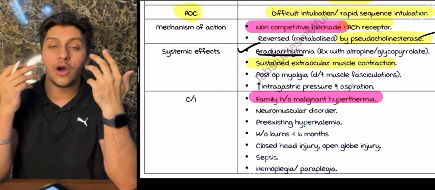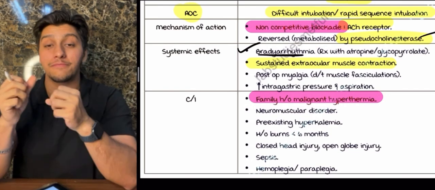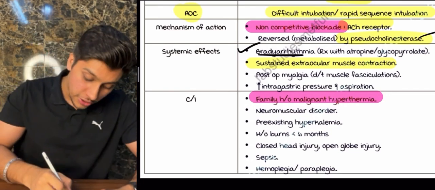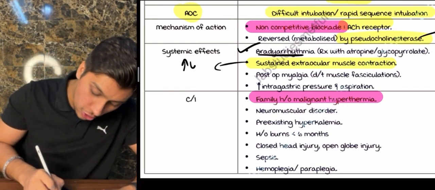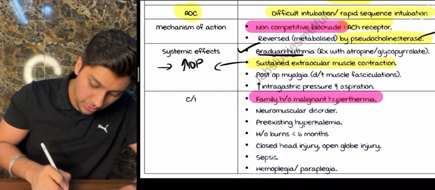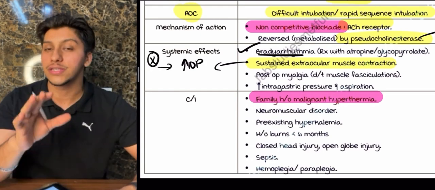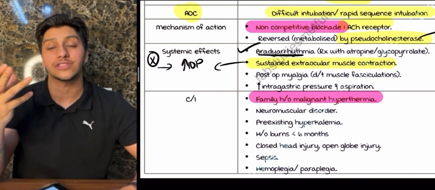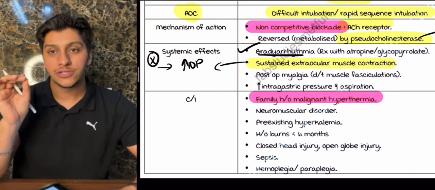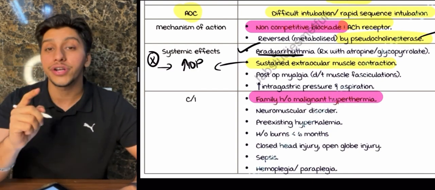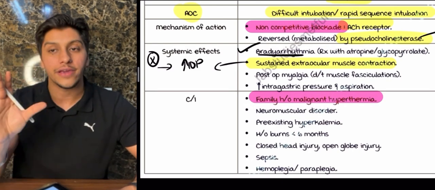But because of how our extraocular muscles are wired, there will be sustained contraction, due to which you will have a raised intraocular pressure, and this will further damage our eye if there is any case of eye trauma or raised intraocular pressure. So remember, succinylcholine is contraindicated in anything related to the globe of the eye.